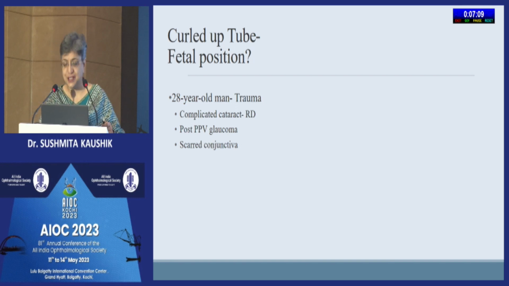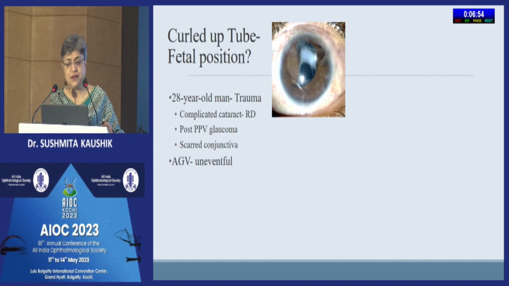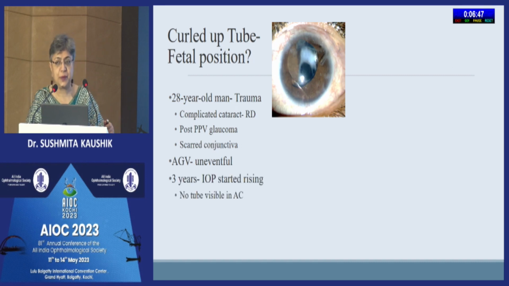This was an interesting case, so I thought I'd bring it in. I dug it out actually. This 28-year-old man with trauma had a complicated cataract and retinal detachment. He had post-PPV glaucoma, and he had a scarred conjunctiva as well. The AGV was uneventful. So this is how he was for a while, and in 3 years, the IOP started rising. So these patients are going to be with you for life.